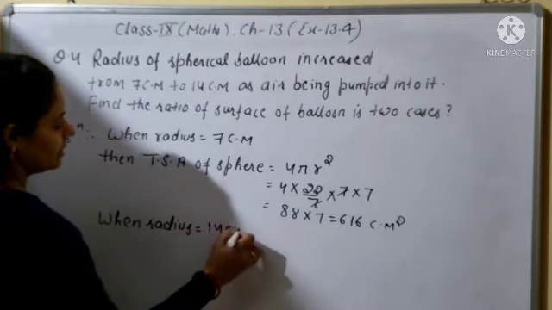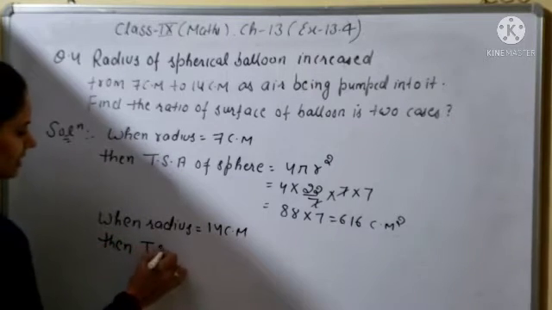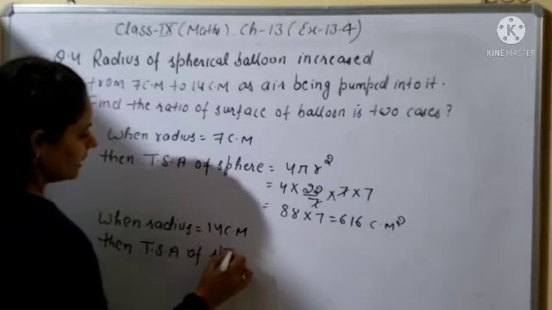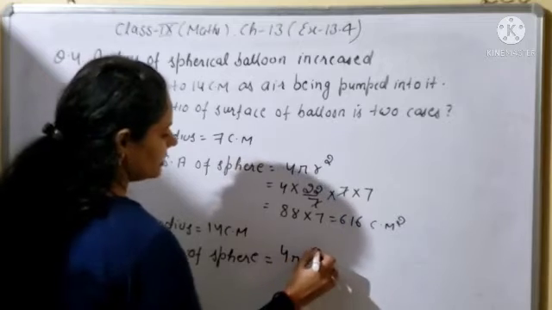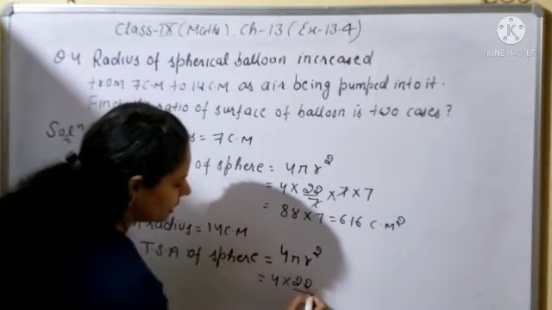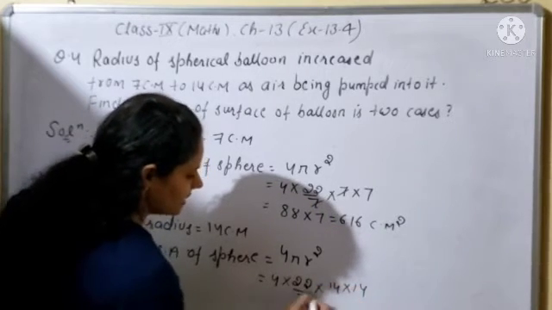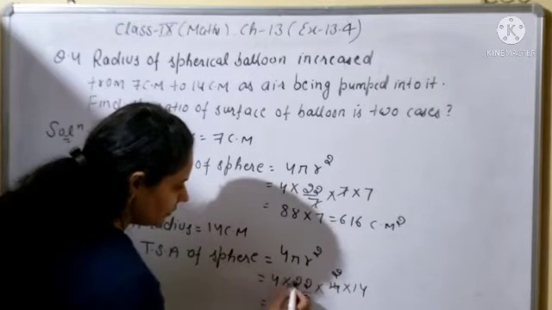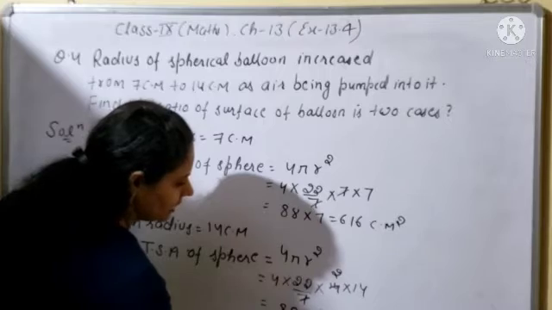Now when the radius is equal to 14 centimeter, then the total surface area of the sphere will be 4 pi r square. Again the same formula, but now the radius is 14. So 22 by 7 into 14 into 14. Clear? 7 2s are 14. Now 4 2s are 88, into 14 2s are 28.